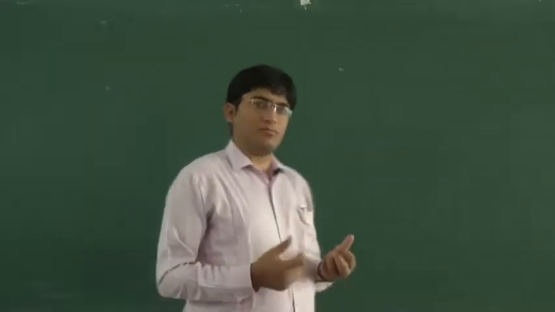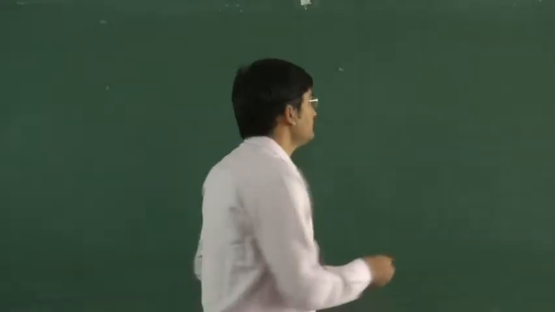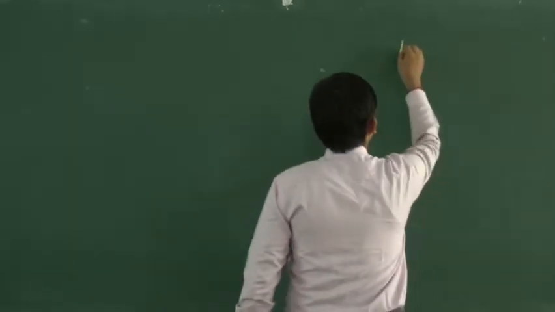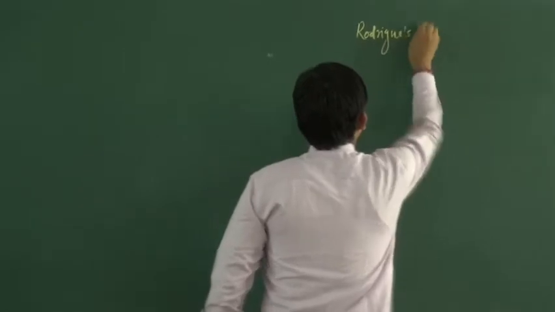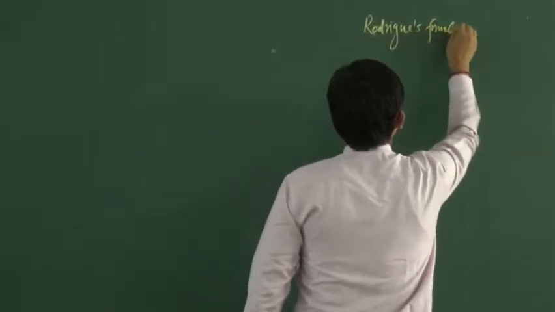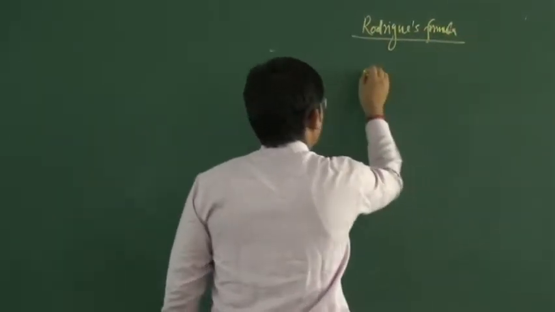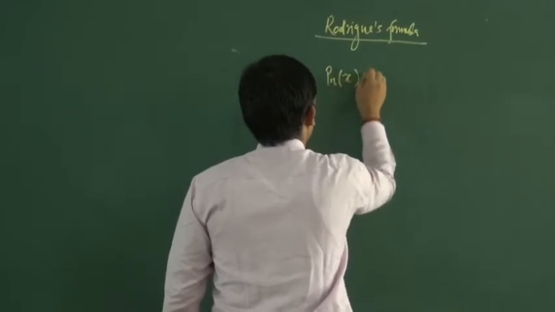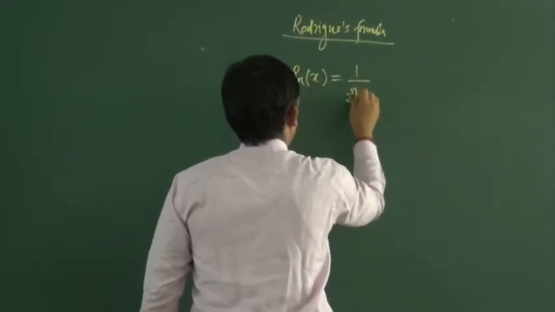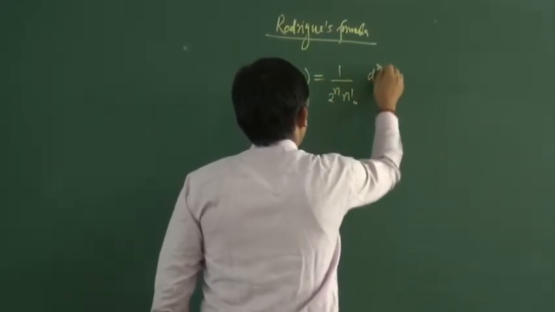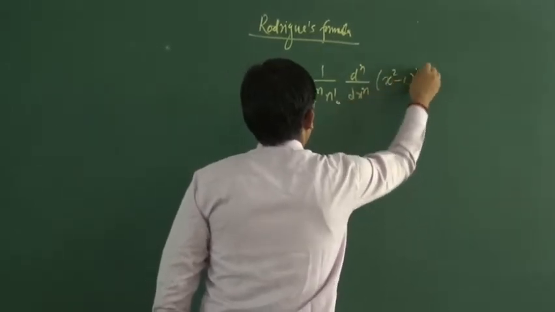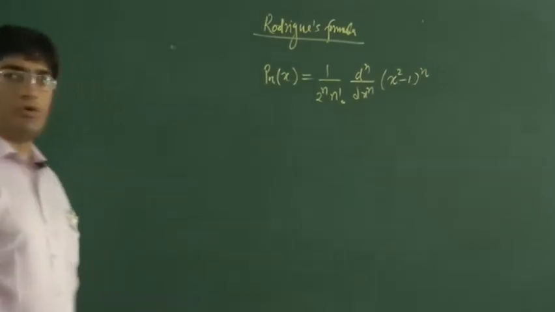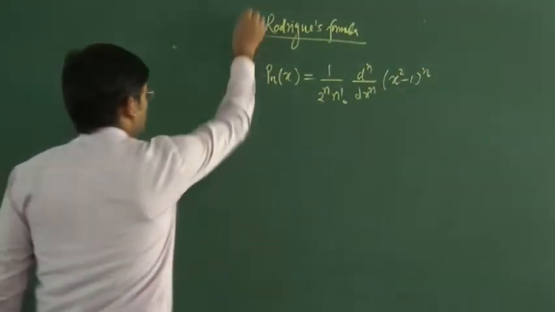Rodrigues formula is the simplest form of the Legendre polynomial, and it is given by the value of P_n(x) is equal to 1 upon 2 power n factorial n, and then the nth derivative of (x square minus 1) power n. So this is your Rodrigues formula. So let us prove this one.